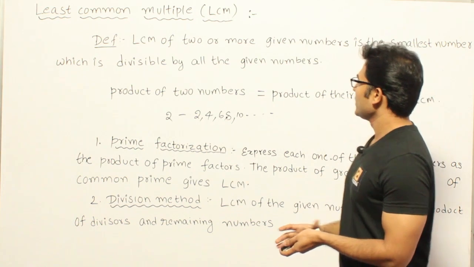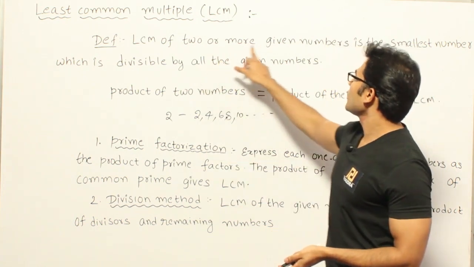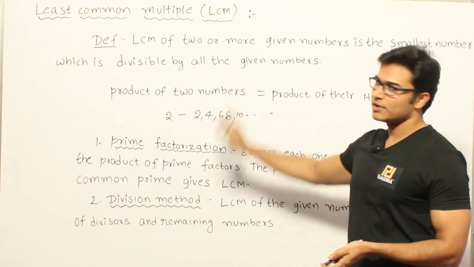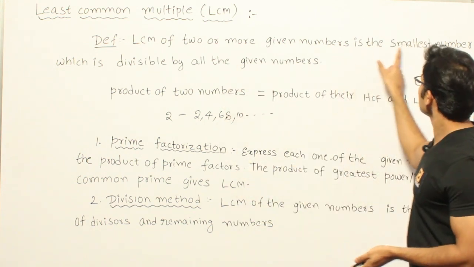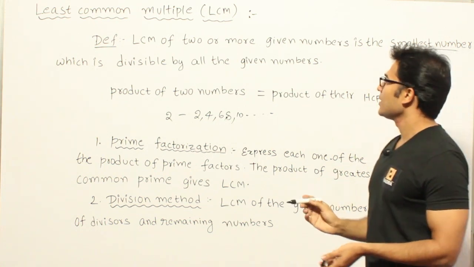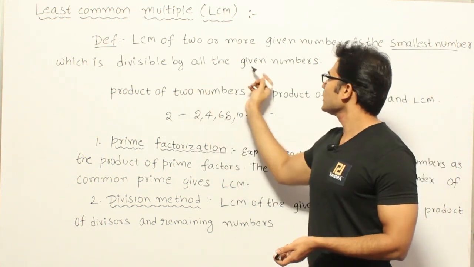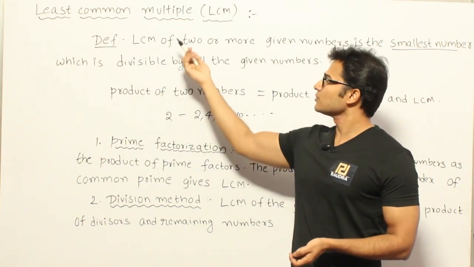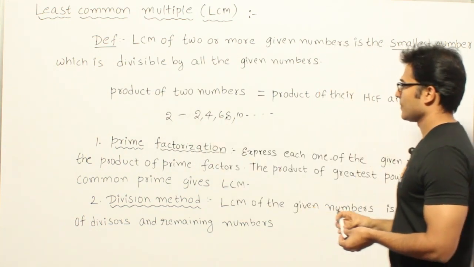Let's see them. The LCM of 2 or more given numbers is the smallest number which is divisible by all the given numbers. Smallest number means least. That is why we are calling it the least. And then it is divisible by all the given numbers. That is why it is called a multiple, a common multiple. So that is why it is called least common multiple.